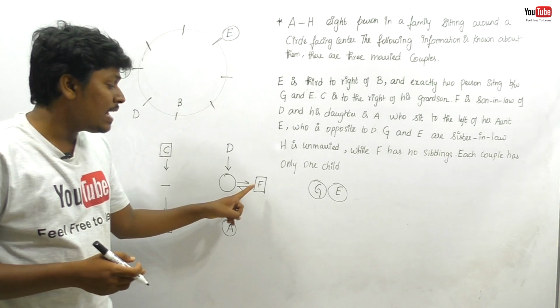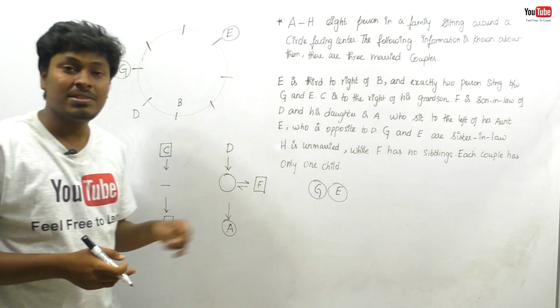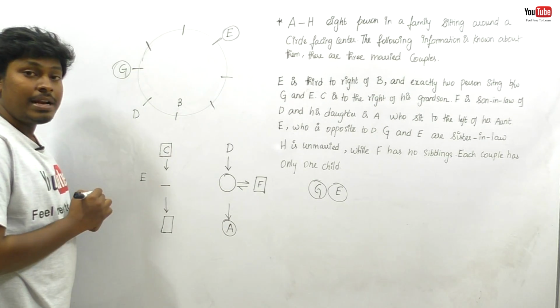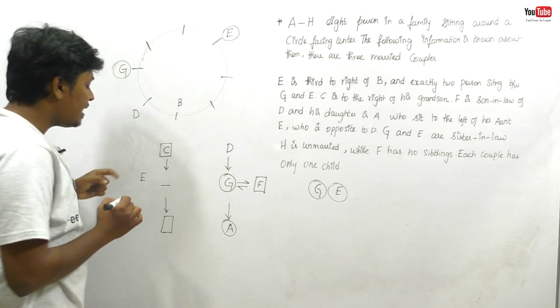Now they have said that F has no sibling. That means F does not have any brothers or sisters. So definitely E should come here, right? And G should come here. Only then can G call E a sister-in-law.